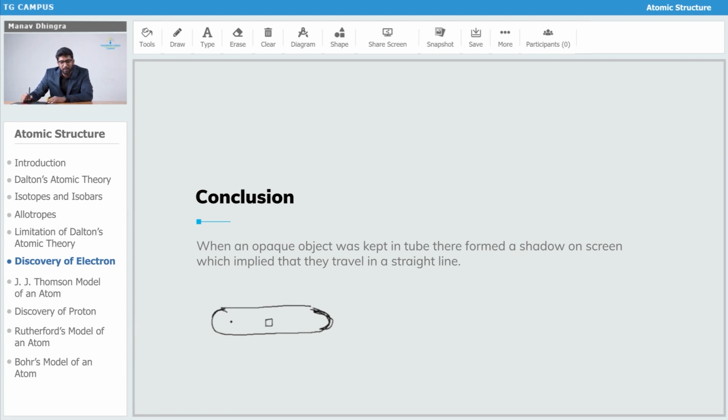What happened was, all the cathode rays were traveling from your cathode to anode, correct? And what will happen? If they are moving in a straight path, behind the object on the screen we will see a shadow, and that was seen. So from that we concluded that cathode rays are moving in a straight path.